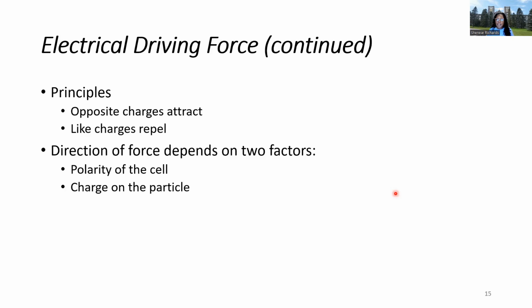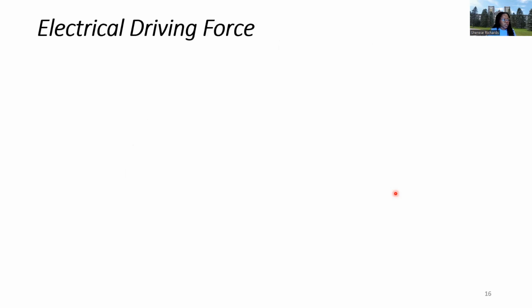If we think about potassium, potassium is going to want to get to the negative environment. Sodium is going to want to get to the negative environment. Alternatively, negatively charged particles like chloride will want to get to the positive environment. So those two variables will be important in determining the electrical driving force.